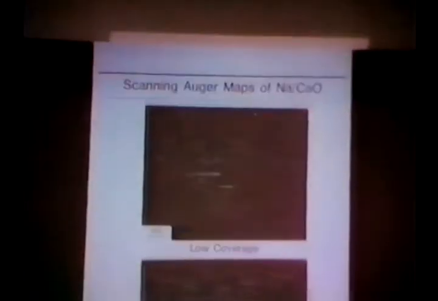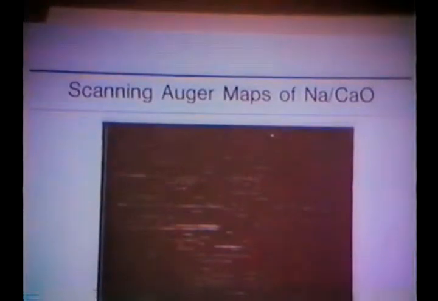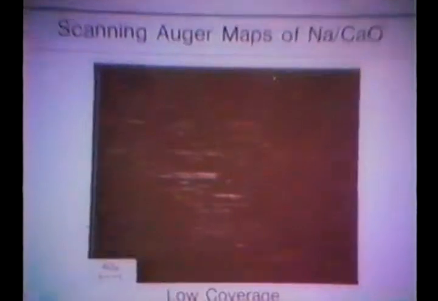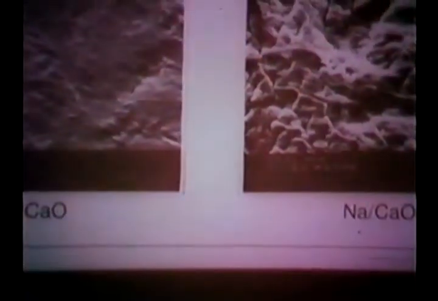These are the scanning Auger maps, and this is for low sodium coverage and this is for high sodium coverage. The light dots indicate where the sodium is present. As you can see, sodium is randomly distributed on the surface at low coverages, while it is evenly distributed on the surface at higher coverages. Scanning electron photomicrographs are shown here, and this is for pure calcium oxide and this is for sodium evaporated on calcium oxide. There is a drastic change in surface morphology after the evaporation of sodium on calcium oxide.